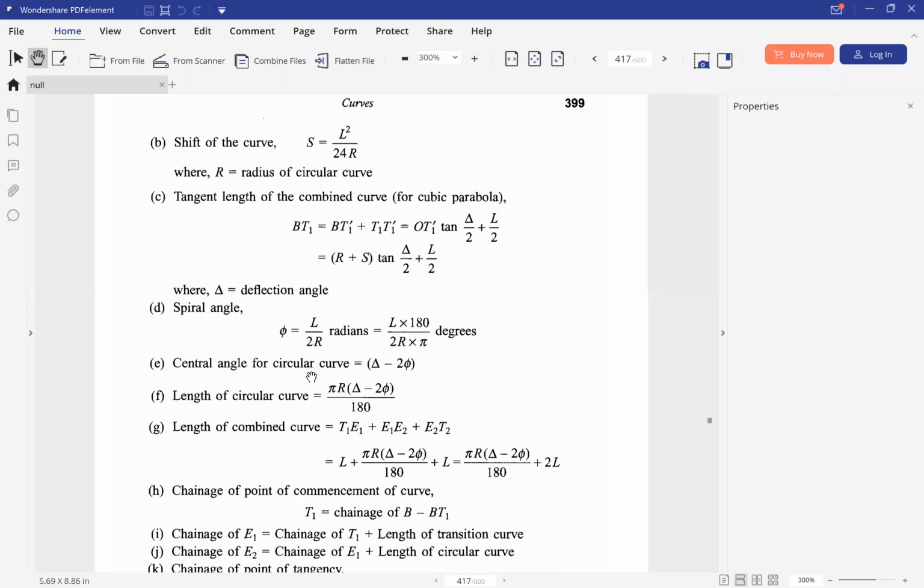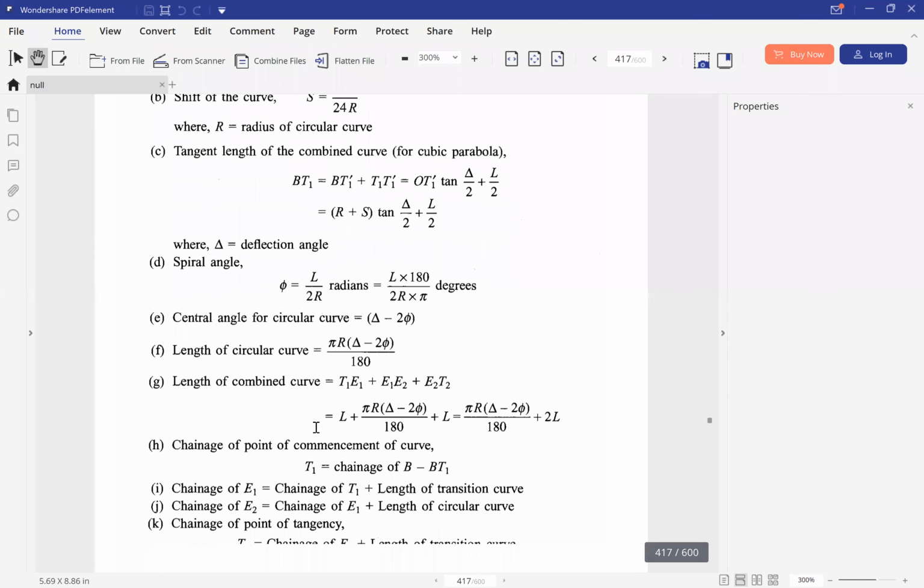Then the central angle for the circular curve is equal to delta minus 2 phi. And if you want to calculate the length of that, you will be using this thing: the length of the circular curve comes out to be pi R (delta minus 2 phi) by 180 degree.